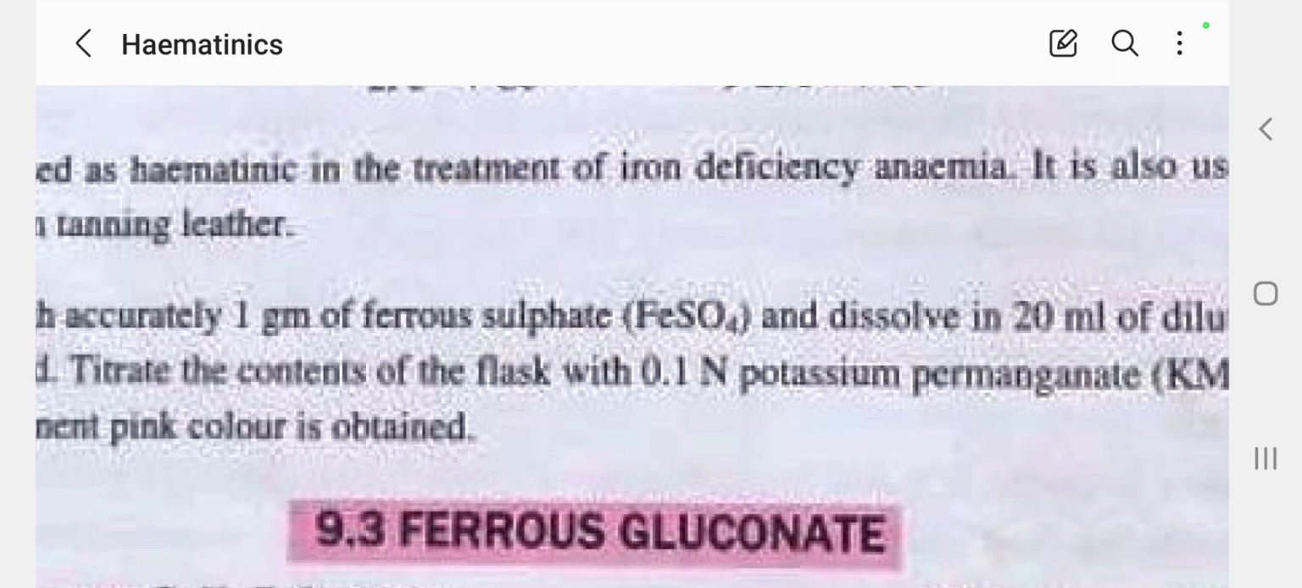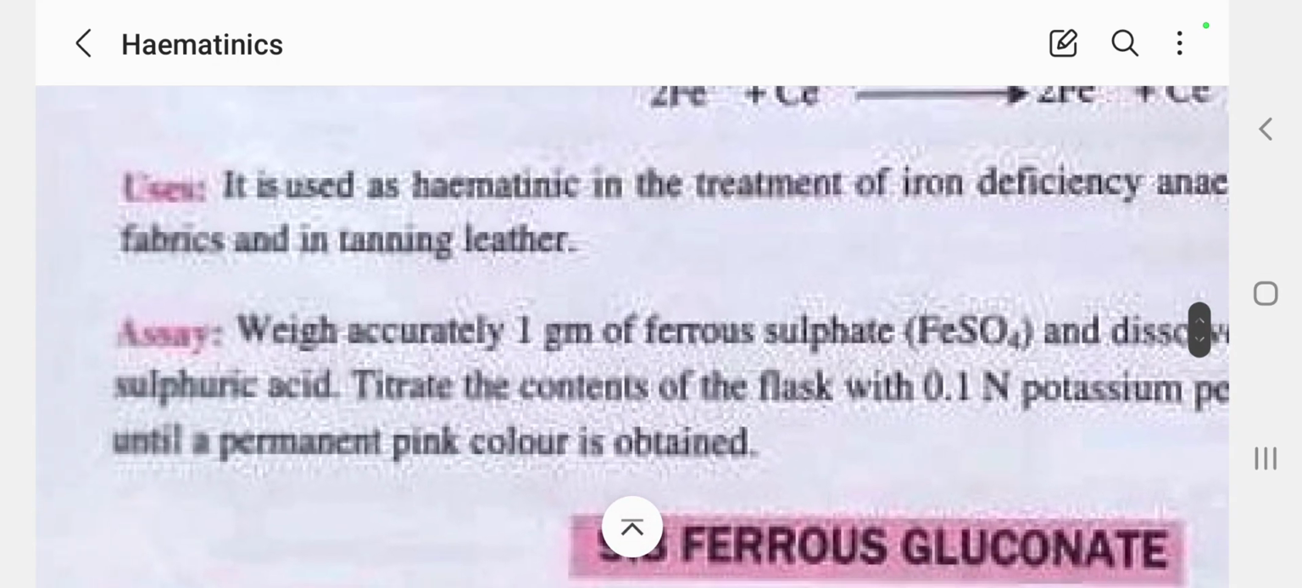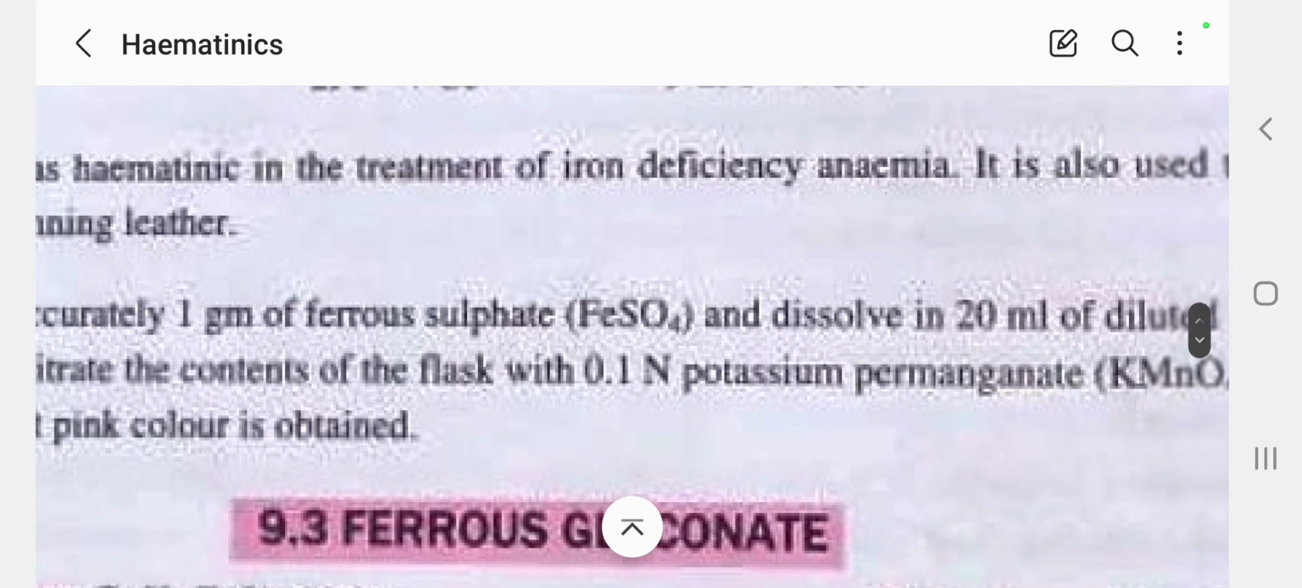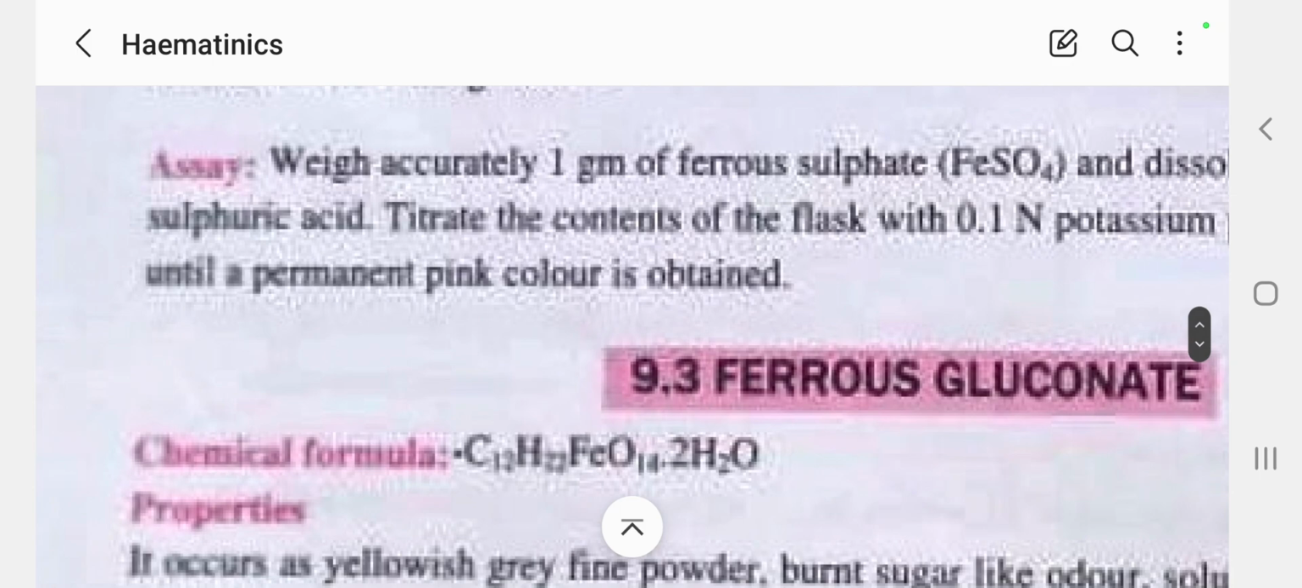Dissolve the 1 gram of ferrous sulfate in 20 ml of diluted sulfuric acid. Immediately treat the weighed quantity of ferrous sulfate with sulfuric acid and titrate the content of the flask with 0.1 N, that means N/10, potassium permanganate, until a permanent pink color is obtained.